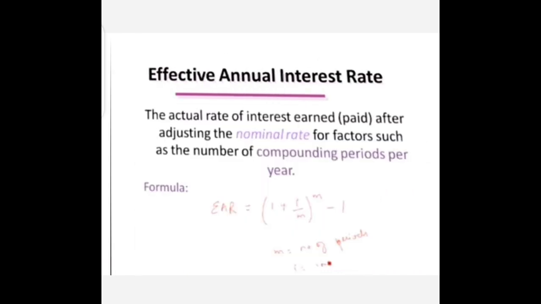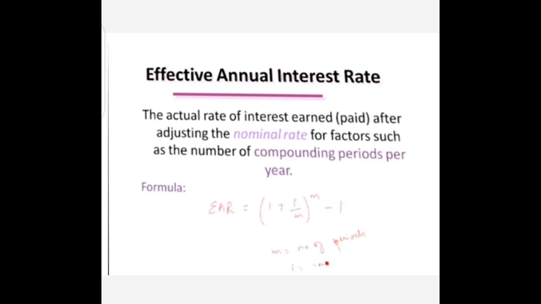So what then is the effective annual rate? When it comes to effective, there are effective GDP or real GDP. The same is the case here with the effective annual interest rate. It is the actual rate of interest earned or paid after adjusting the nominal rate for factors such as the number of compounding periods per year. So how is it found? It is found simply with (1 plus i over m) to the power m, minus 1, where m represents the number of periods. I hope you got the idea behind the effective annual rate and the formula for finding it.